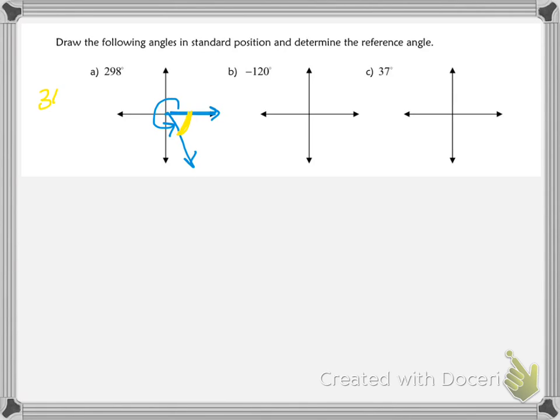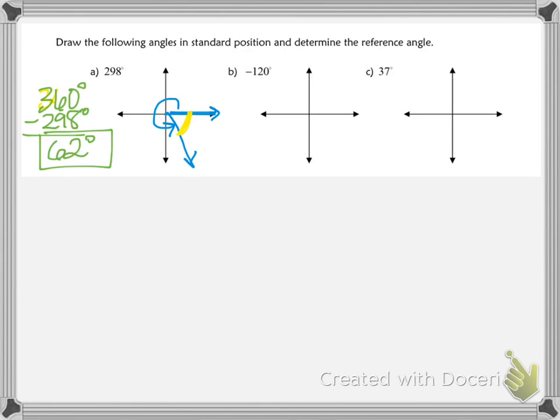So if we do, let me change colors, 360 degrees minus 298 degrees, that gives me 62 degrees, which would be the reference angle. And we'll work with that a lot more in the next target, where we could actually find sine of 298 and cosine of 298, and we would use that 62-degree angle to help us get that.